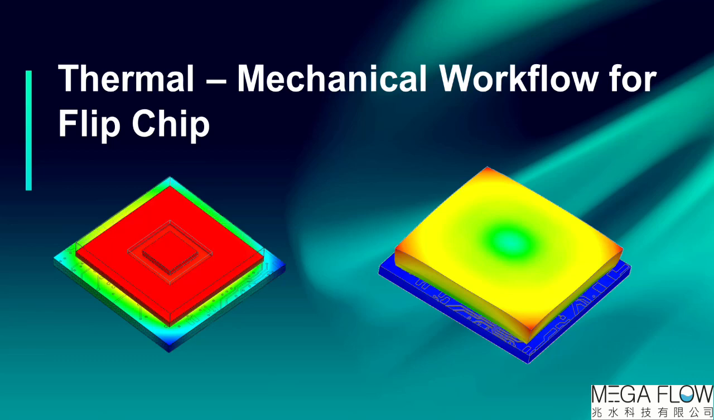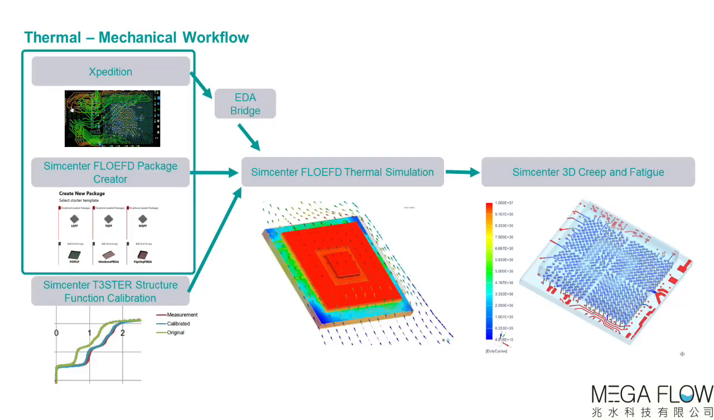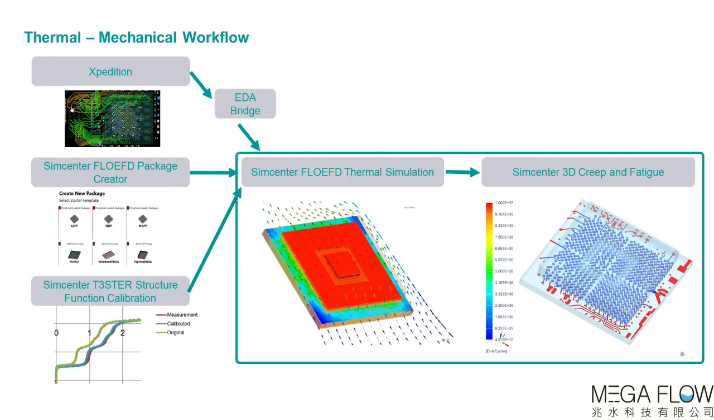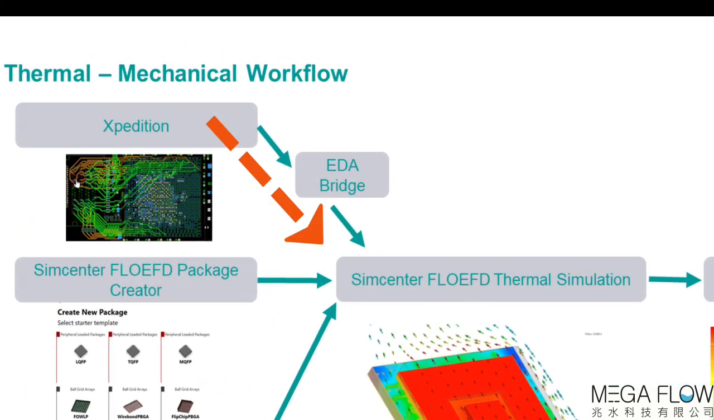This quick, high-level video demonstrates the thermal-mechanical seamless workflow using Siemens products. Here we can see the overall workflow starting from geometry creation to ensuring our package properties are accurate, and finally thermal and structural analysis. First, let's show the PCB importing process.